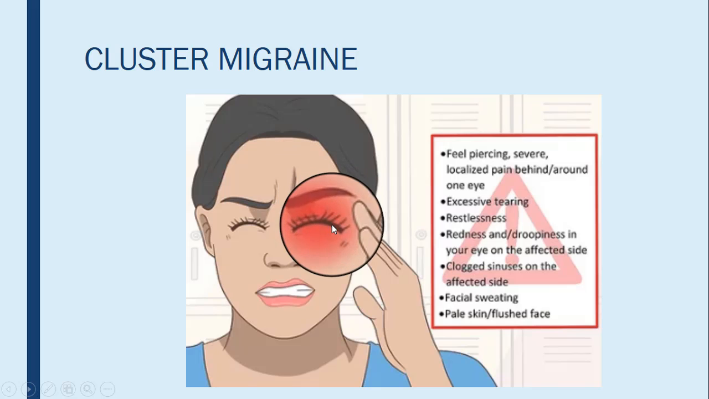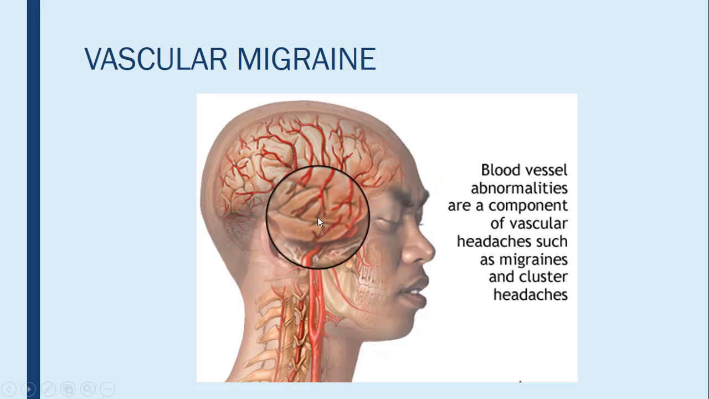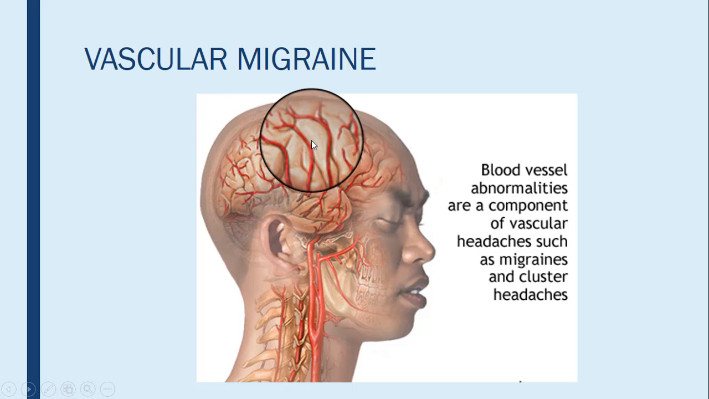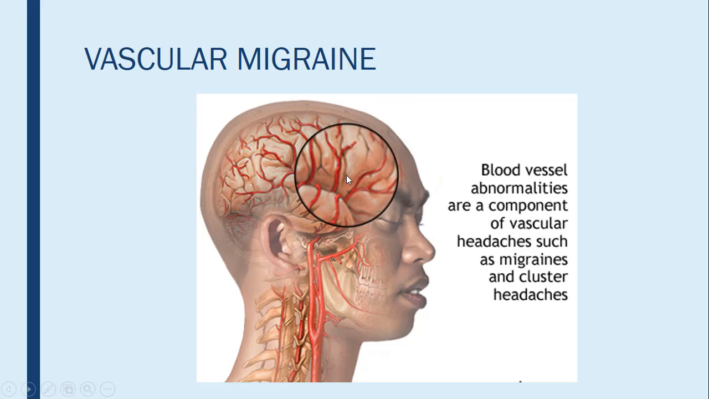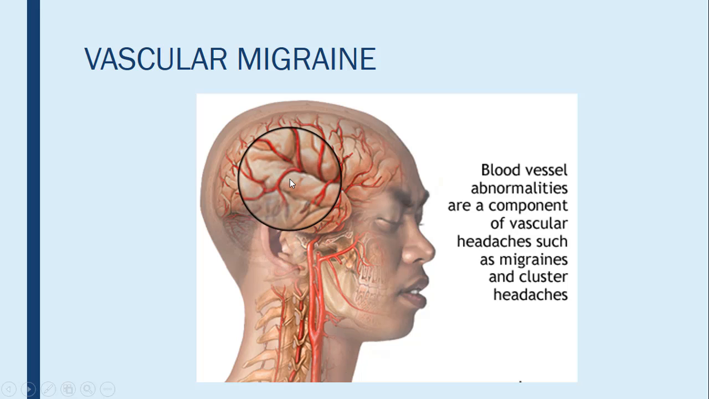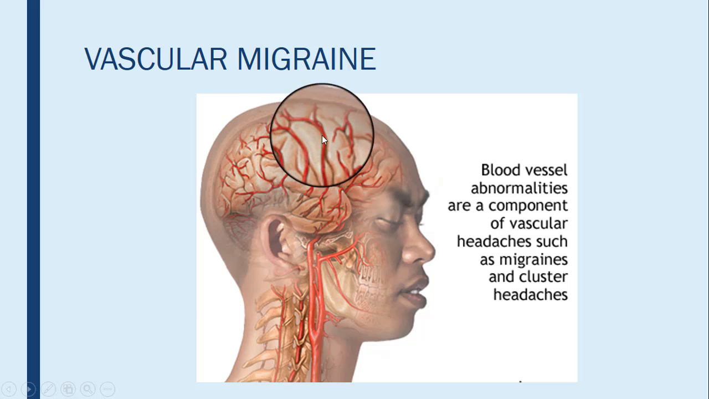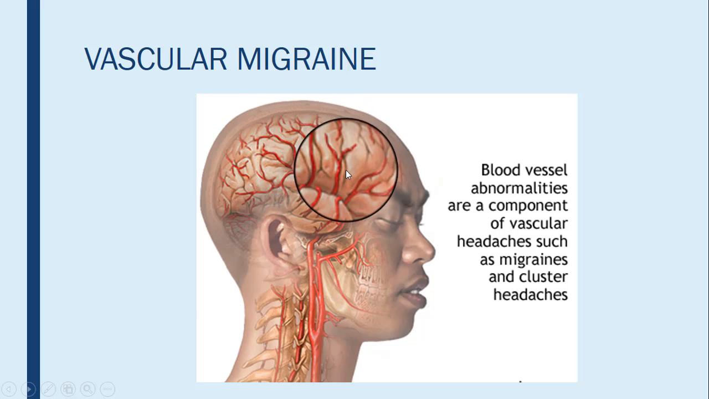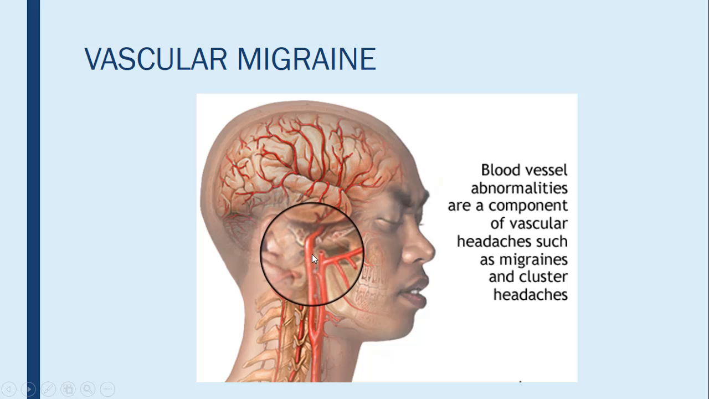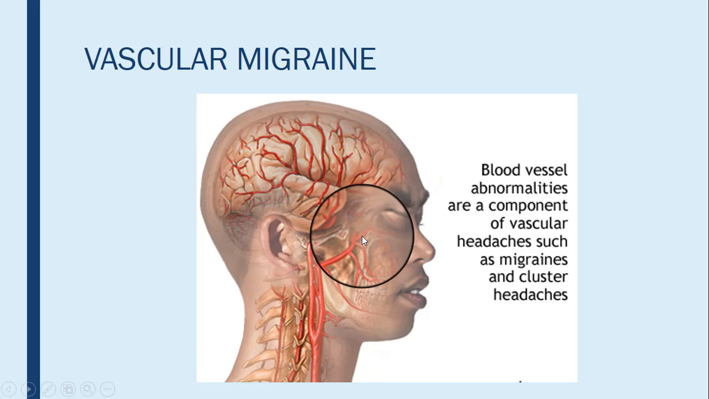Now next type, and this is our last type, that is the 13th one, vascular migraine. What is vascular migraine? Vascular migraine is a term that some people may use to describe a throbbing or pulsating type of migraine, which is mainly caused by blood vessels irritation, their blockage. So this was all about the 13 types of migraines. I hope these types are very much clear to you guys.